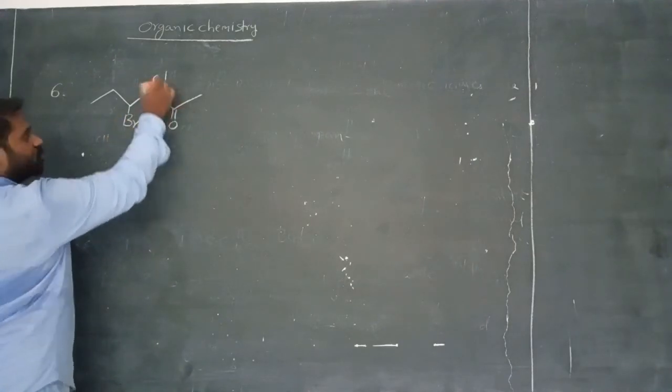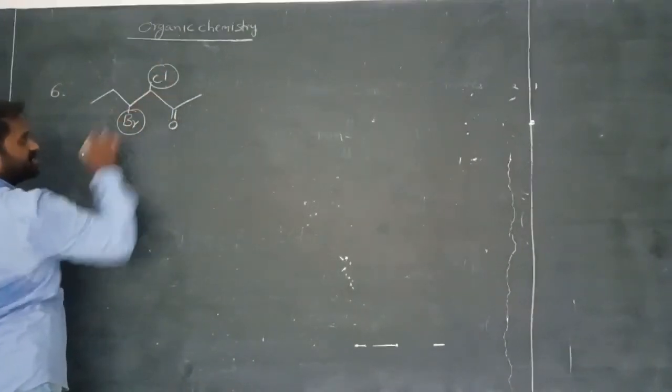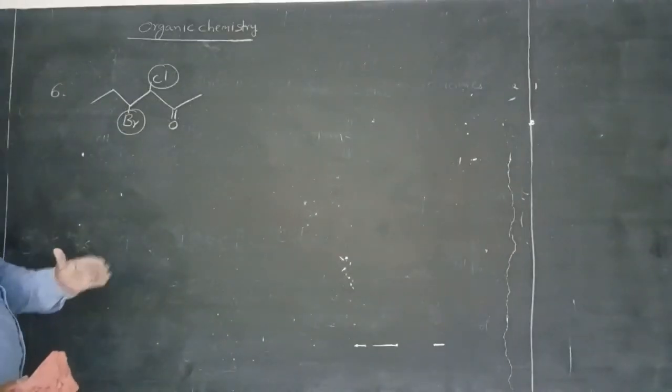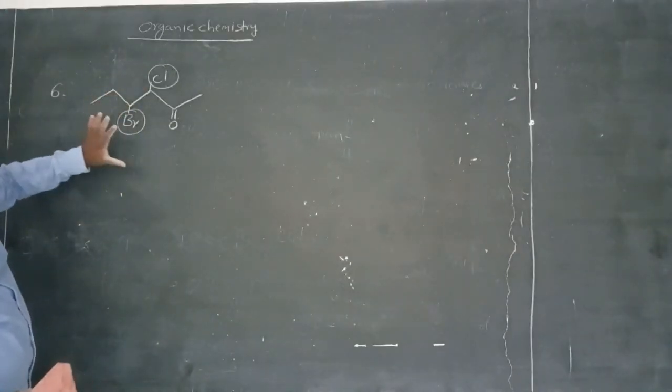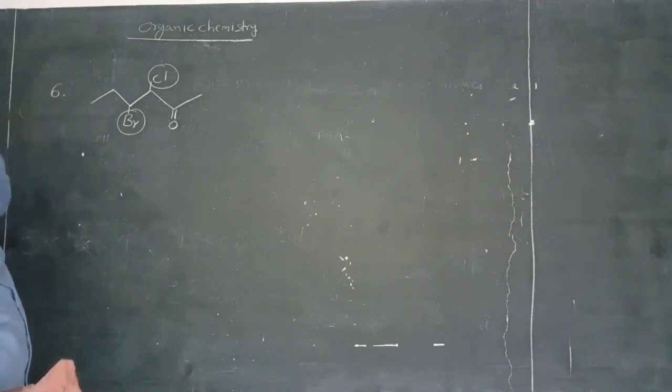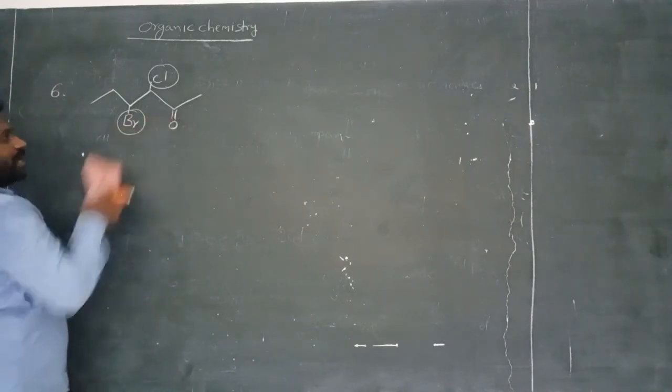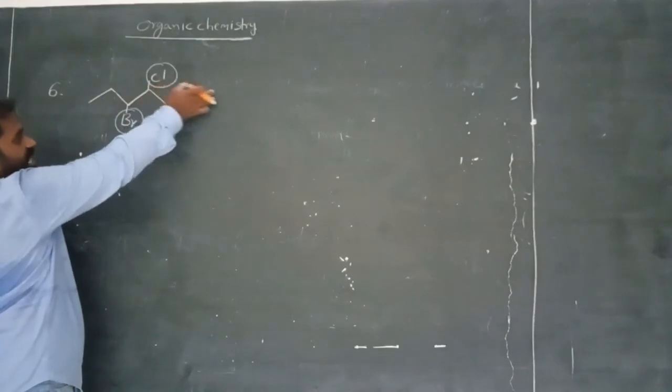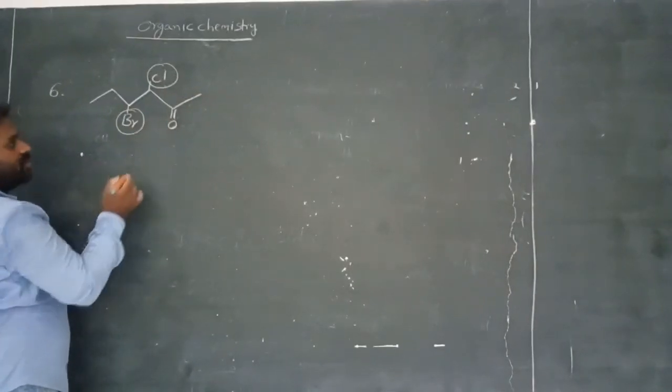Ketone is the main functional group. Then these two are called halogens. What are halogens? Chlorine, bromine, iodine. This is chlorine, this is bromine. They always act as substituents, that means secondary prefix. So what is the main functional group? Ketone functional group. This is R dash and this is R. C double bond O. So now give the numbering.